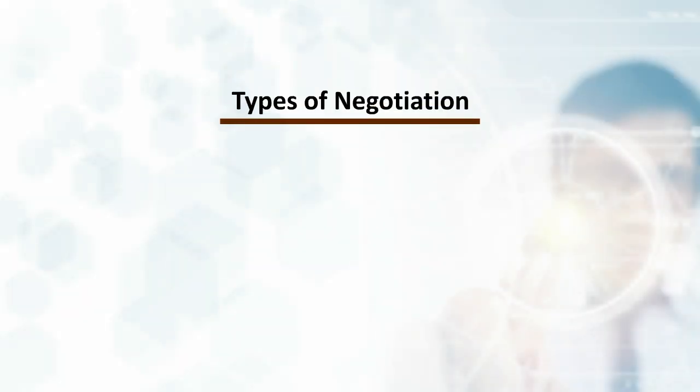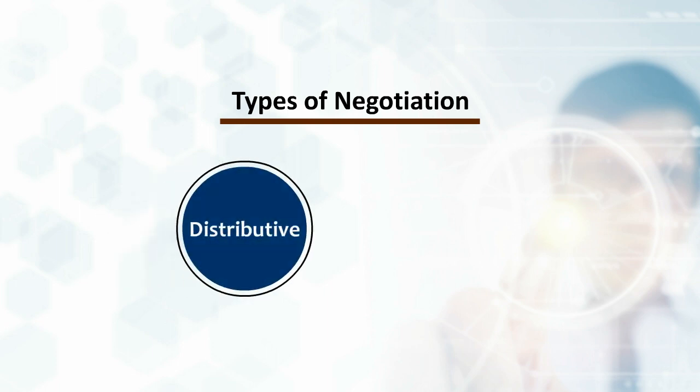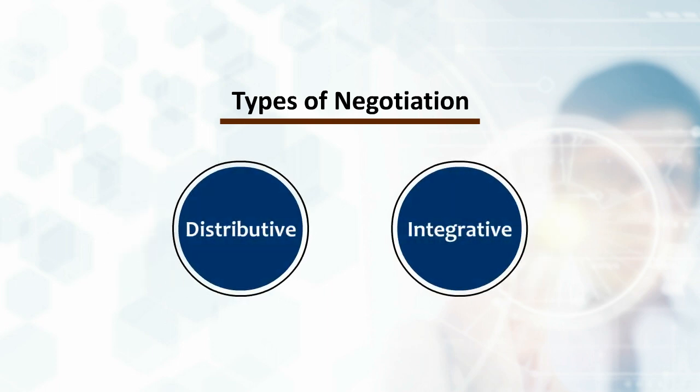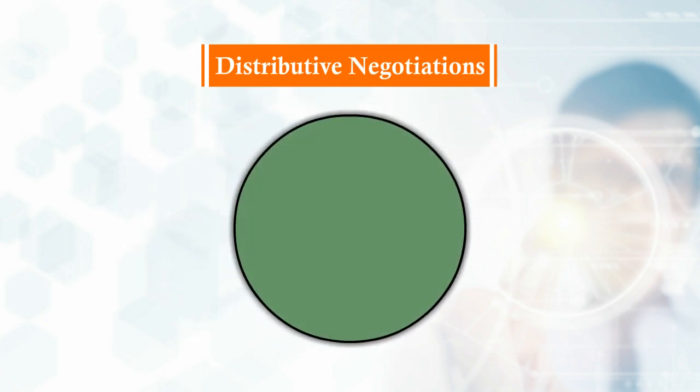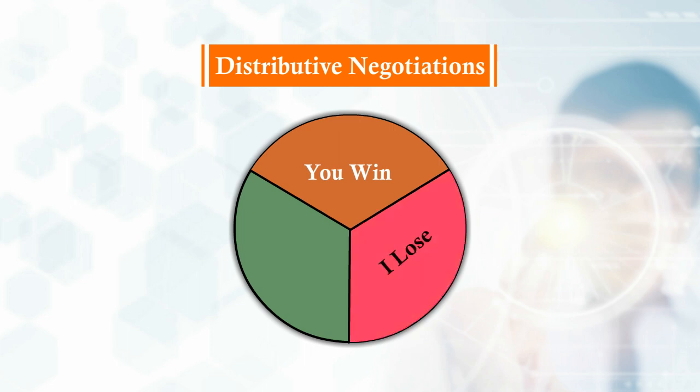There are actually 2 types of negotiation: distributive and integrative. Distributive negotiations can be thought of as disputes over a fixed pie. Negotiating to divide some limited resource. You win, I lose, and vice versa.